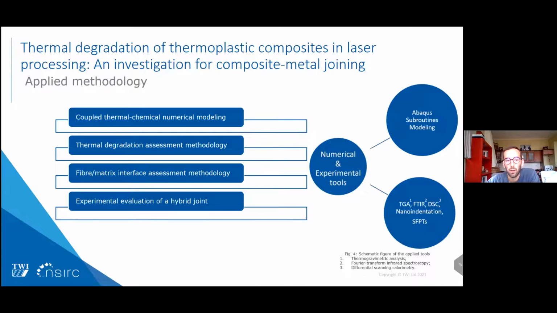And finally, acquiring all this knowledge from these three initial aspects, I'm planning to examine the effect of thermal degradation on a metal composite joint. So we will manufacture a composite metal joint, and then we will examine, if we thermally degrade the composite, how much this will affect the performance of the joint, and what the acceptable thermal limits of the material are.